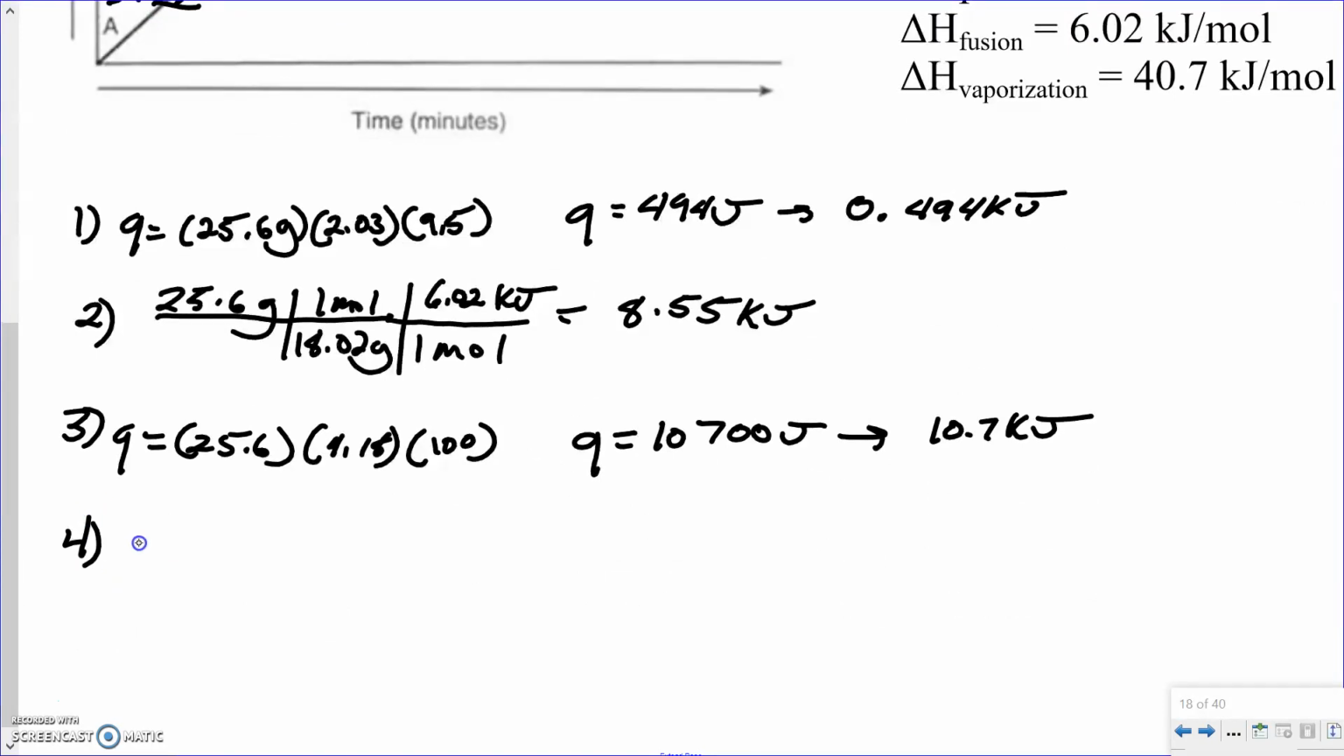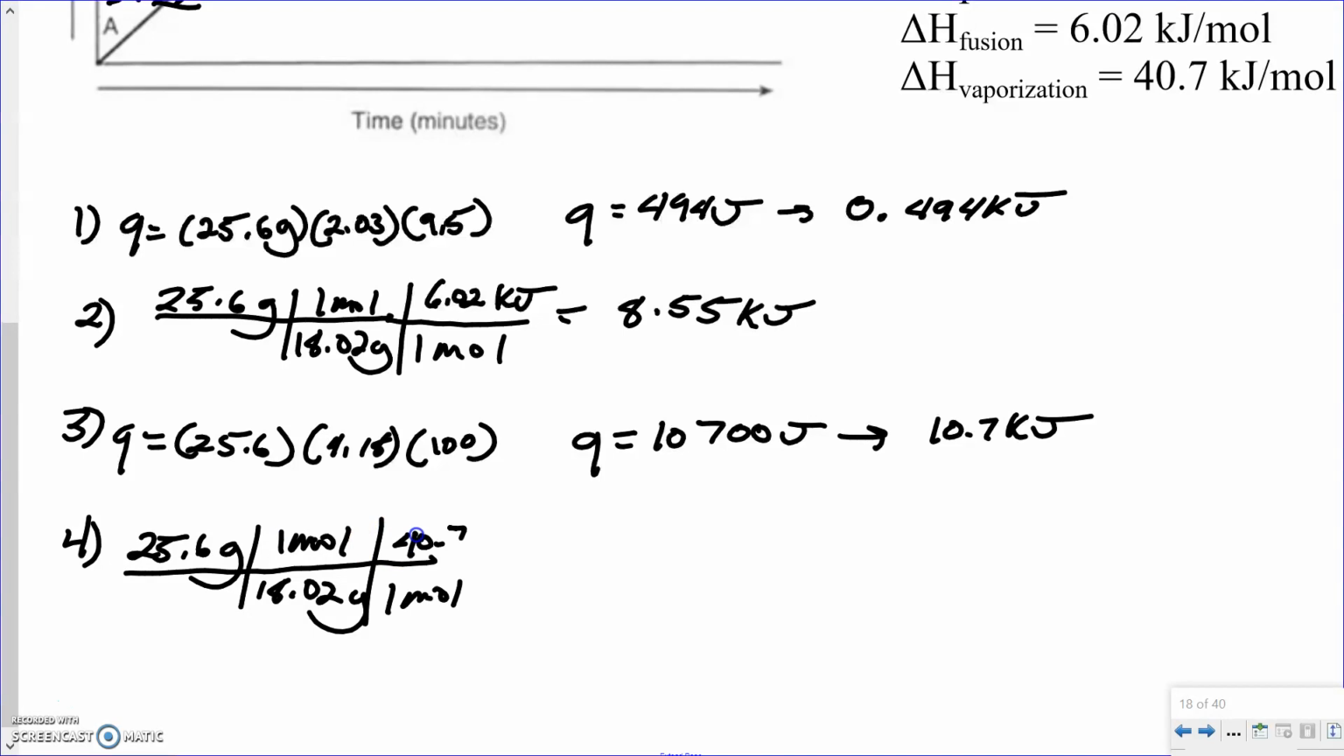Okay, step 4 is our heat of vaporization, excuse me. So 25.6 grams. And I'm just redoing this math because I don't actually have that number written down. If you calculated the moles, you don't have to do this again because it's the same mole value. Okay, and then 1 mole is 40.7 kilojoules. And that's going to give us a value of 25.6 divided by 18.02 times 40.7. That's going to give us 57.8 kilojoules.